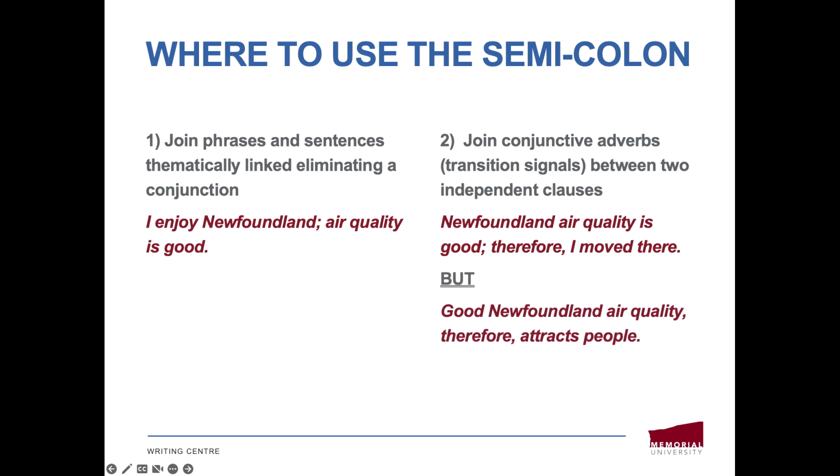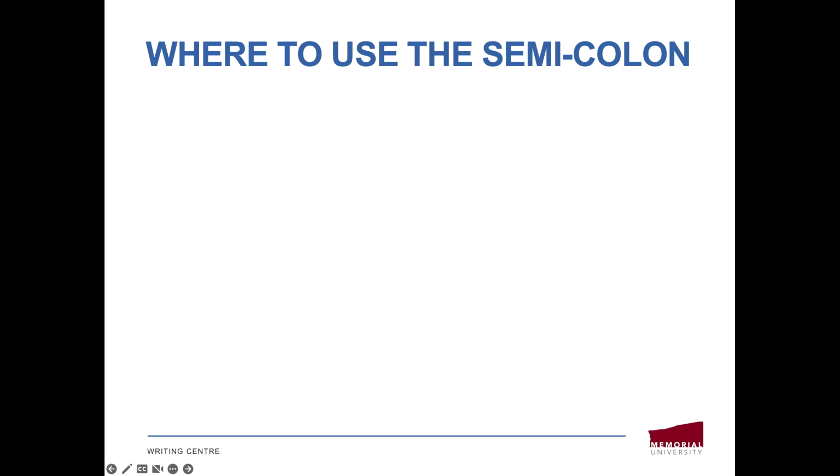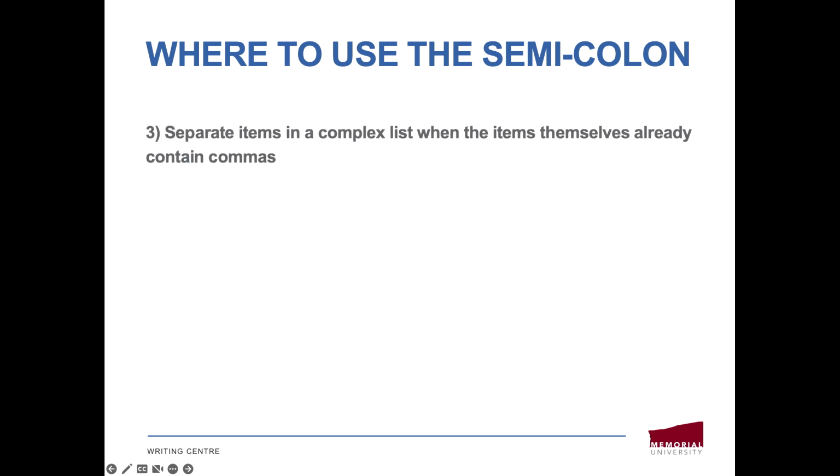But if the conjunctive adverb is located between the subject and the verb, then a semicolon is not required. These two commas are then used. Good Newfoundland air quality, therefore, attracts people. The final location of the semicolon discussed in this tutorial is in complex lists. When it is necessary to provide a series of lists for your readers and you want your audience to not be confused or lose track of the content, semicolons are great tools.